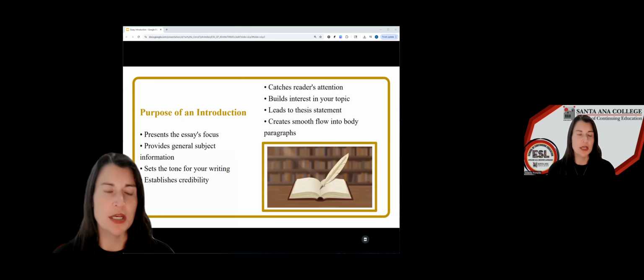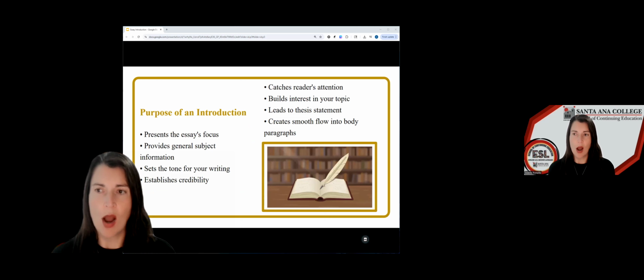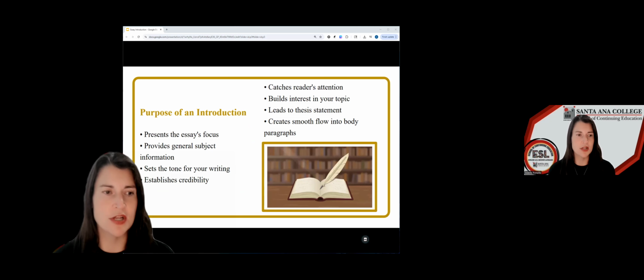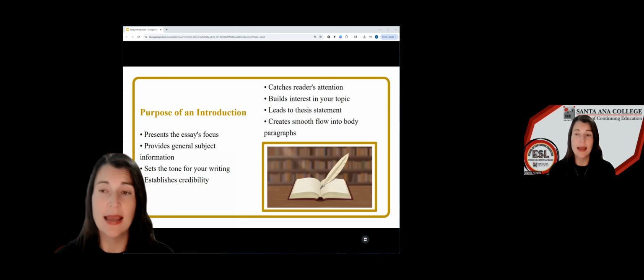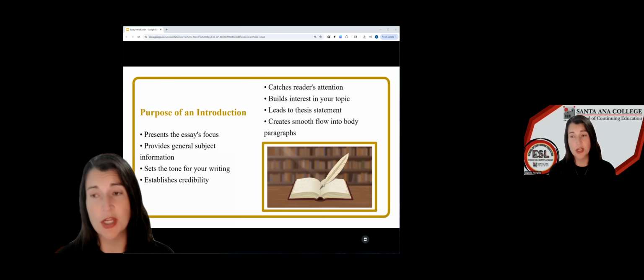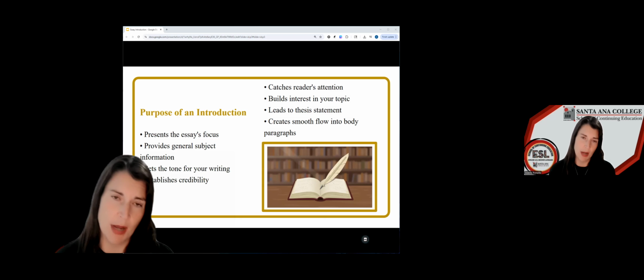So what is the purpose of an introduction? Why is there an introduction in your essay? Well, the purpose of it is to present the focus of the essay. It's to provide general information on the subject of your essay. It is also to set the tone for your writing, and it establishes credibility. It tells the reader that you know what you're writing about.